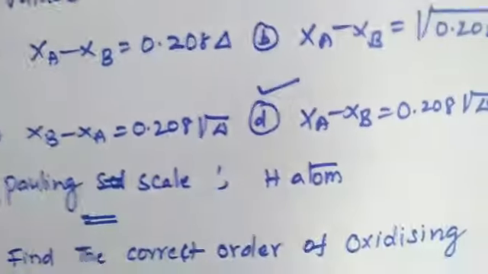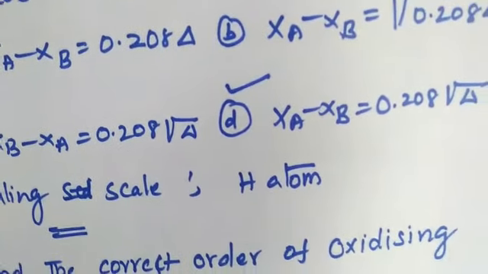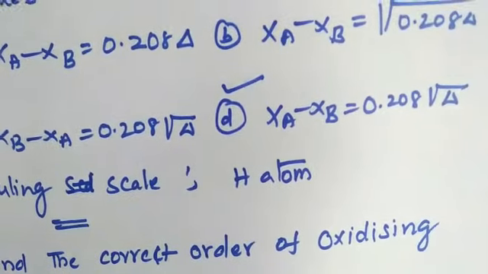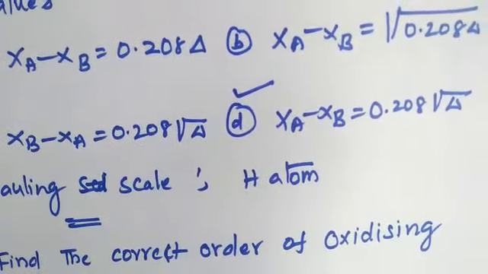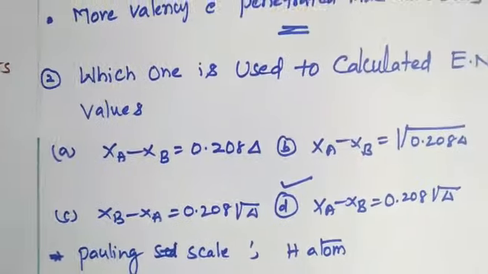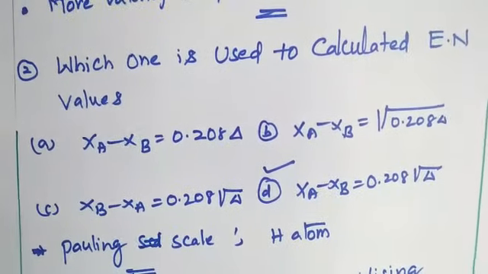Look here, XA minus XB is equal to 0.208 into root of delta. By using this formula, you can calculate the electronegativity of an element in the periodic table.